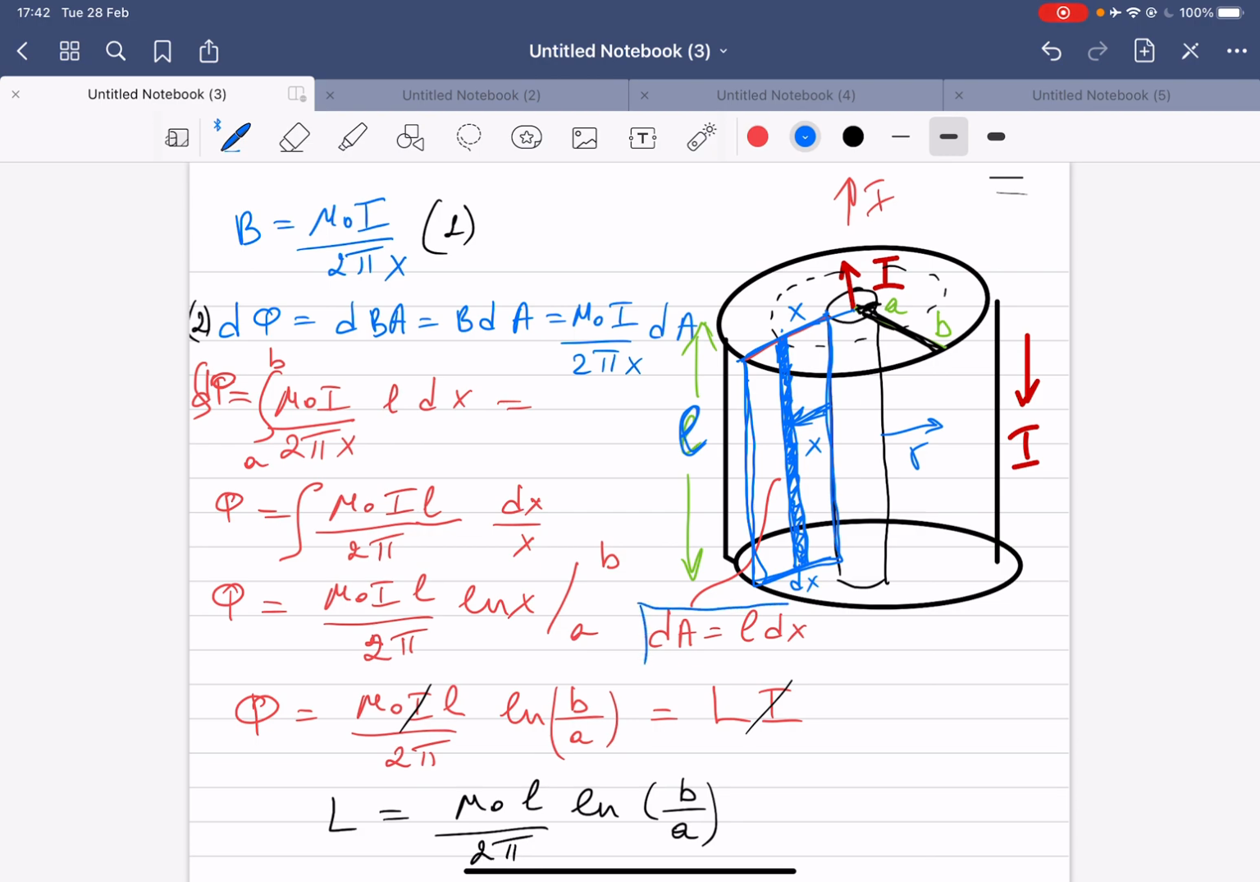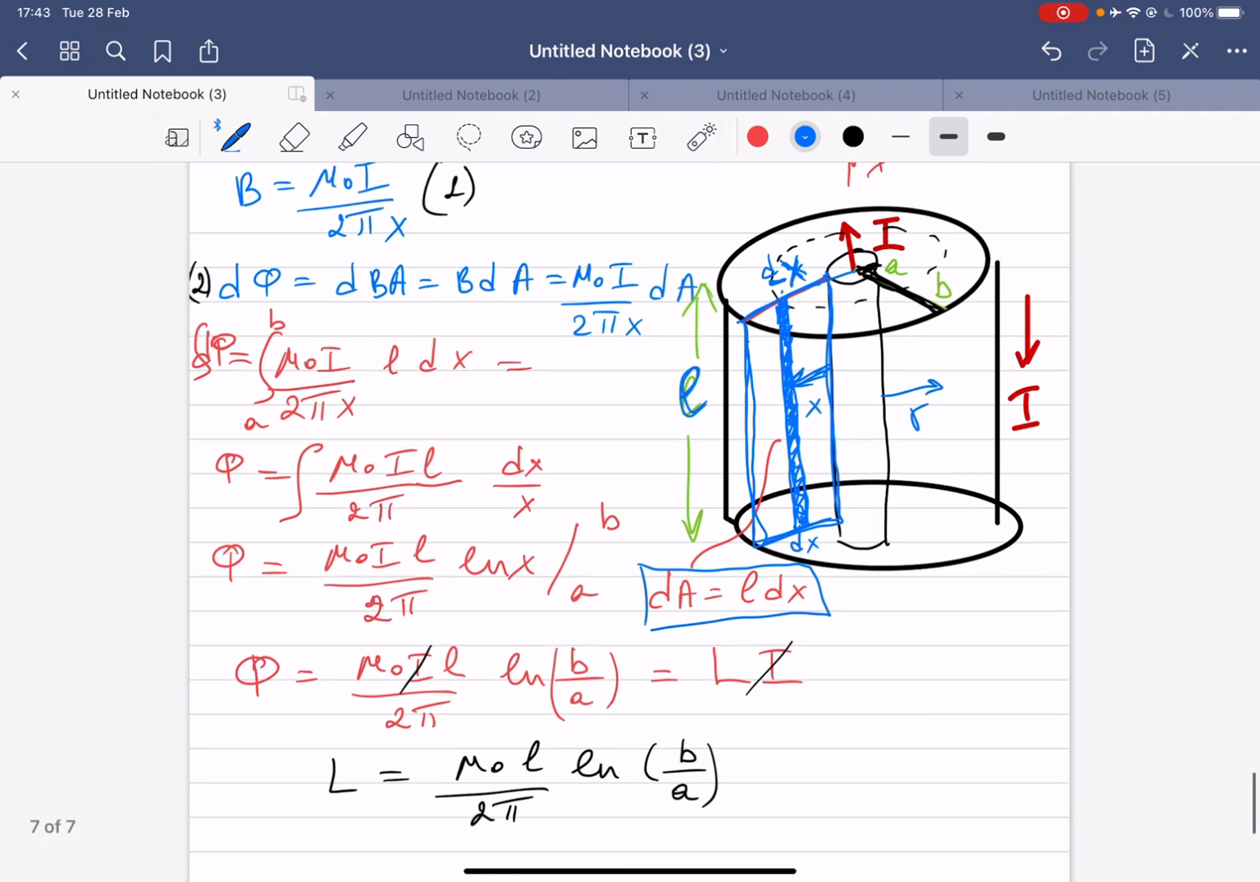Okay, dA will be the small area, which is equal to the length of the cylinder and dx. dx is that small distance. Okay, so that means dA is equal to L dx. The first formula that we're going to use will be the flux, which is equal to inductance multiplied by current. Okay, this is your first formula.